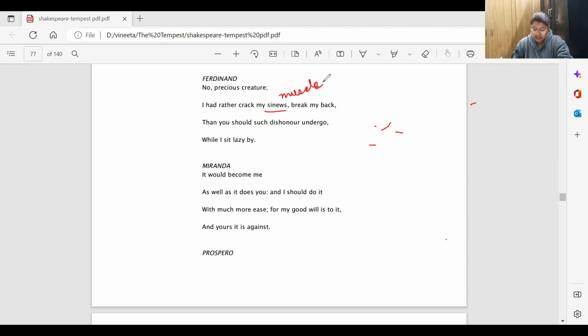Miranda says, it would become me as well as it does you. Become here means suit. It would suit me as well as it suits you. Being a princess, when I am not supposed to do this menial task, then being a prince, even you are not supposed to do it. All right. So she says, the way the task is suiting you, in the same way it will suit me also. And I should do it with much more ease. This task will be easy for me to do, for my goodwill is to it and yours is against it. Because my goodwill is to it, because I want to do it. Goodwill here means inclination. This task will be easy for me because I am inclined to do it, while your inclination, your will, is against it. You don't want to do it, but I want to do it.